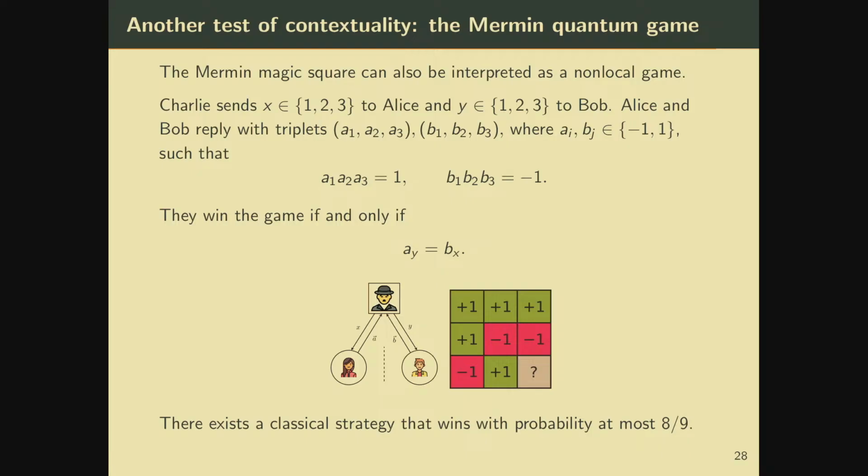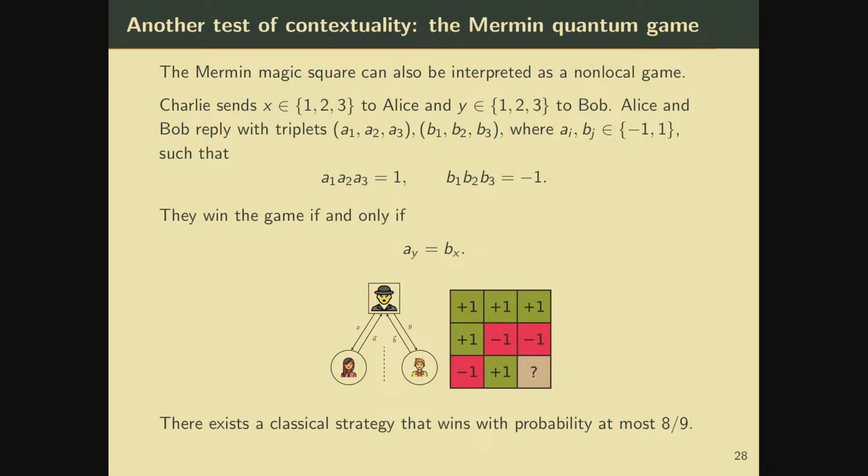Charlie sends one integer between 1 and 3 to Alice, and another integer between 1 and 3 to Bob. And both Alice and Bob have to send back to Charlie a triplet made of 1 and minus 1. Alice sends back A1, A2, A3, and Bob sends back B1, B2, B3.